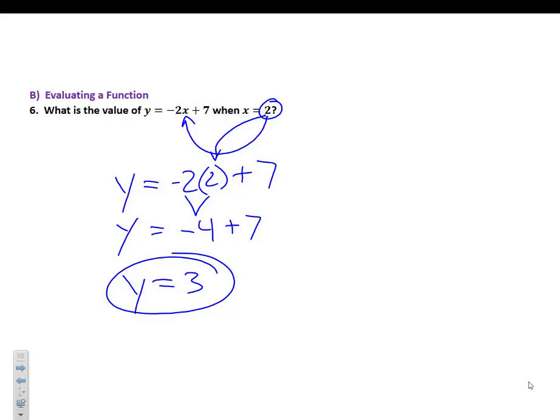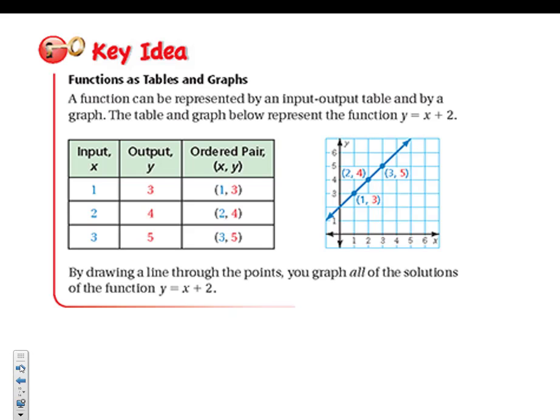So now we're going to the key idea on functions as tables and graphs. 2 more ways to represent functions: tables and graphs. So now it's taking us up to 4 ways to represent a function. So as you can see, we have a function table. This is our table of inputs and outputs. And our input is x, our output is y, and they do create the xy ordered pairs that can then be plotted on a graph.